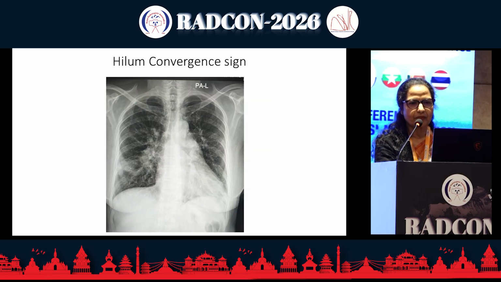The hilum convergence sign helps us in locating the mediastinal mass, whether it is anterior or posterior. If we are able to see the hilar vessels, it is either in the anterior mediastinum or posterior mediastinum, not in the hilum. Similarly, any mass in the hilar region, if it converges towards the hilar vessels, it is vascular origin. If it converges towards the heart, then it is non-vascular origin. This is applied for vascular versus non-vascular mass.